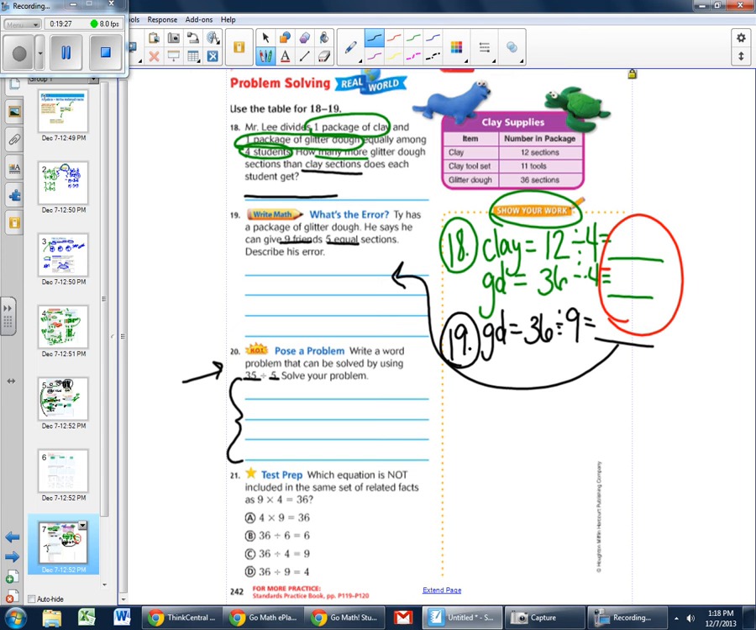And your last one on that page, test prep question, which equation is not included in the same set of related facts for 9 times 4 equals 36? So which one of those does not make sense? Okay. Remember, in those related facts, you're using the same numbers. Okay, at this time, I'm going to go ahead and let you finish this problem-solving page.